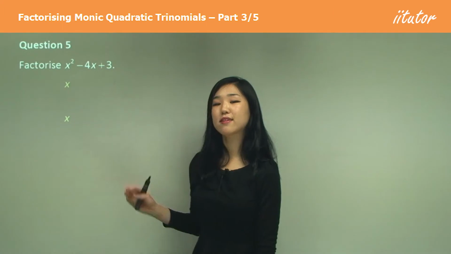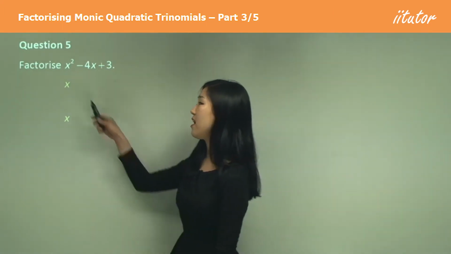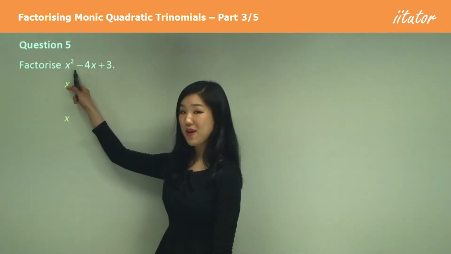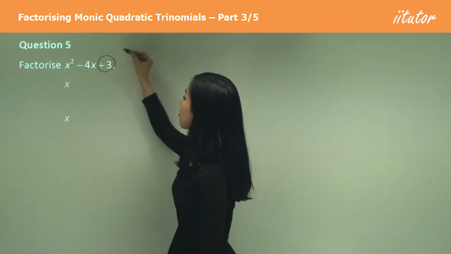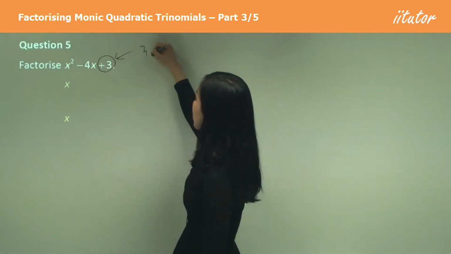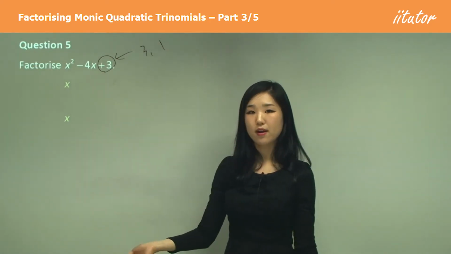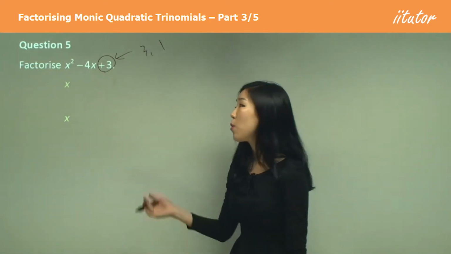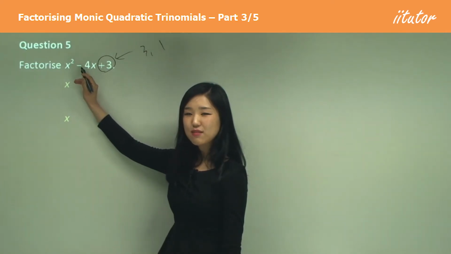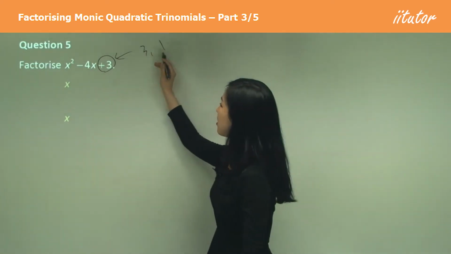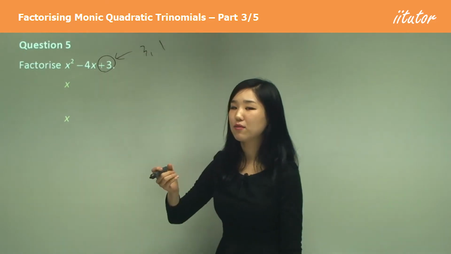Again, I'm going to put x and x on the left-hand side because x times x is definitely x squared. Now, 3 is simply 3 and 1, isn't it? 3 times 1 is 3. But when this is a plus and this is a negative, we need to make negative, don't we? So what you need to do is consider some negatives.